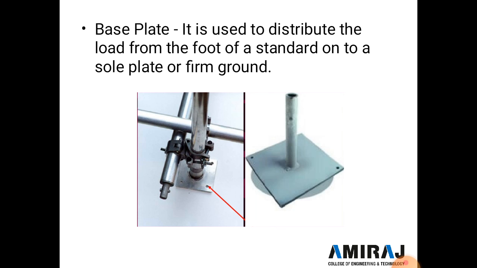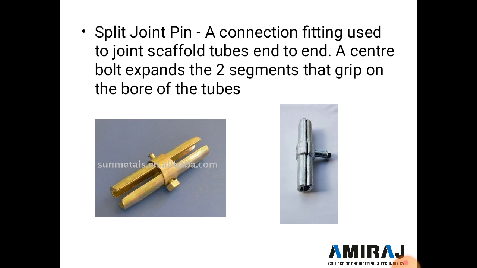Now next is a base plate. It is fixed at the bottom of the stands, and it is used to distribute the load from the foot of a stand to the sole plate or firm ground. Next is a split joint pin, a connection fitting, as you see in the figure. If two pipes are joined with each other, this type of split joint pin is used. It is a connection fitting used to join scaffold tubes end to end, and a center bolt expands the two segments that grip on the bore of the tubes.